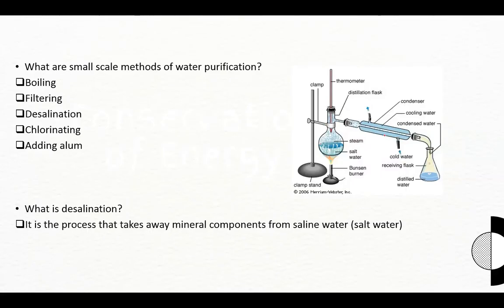So this diagram here shows distillation, which is a process by which we can get purified water. Now, distillation can be done in the lab, and we have the equipment set up here. So we have the clamp, the stand, and a Bunsen burner, which will be our heat source. You have the boiling tube, and you have your distillation flask. You have the thermometer because you want to check.